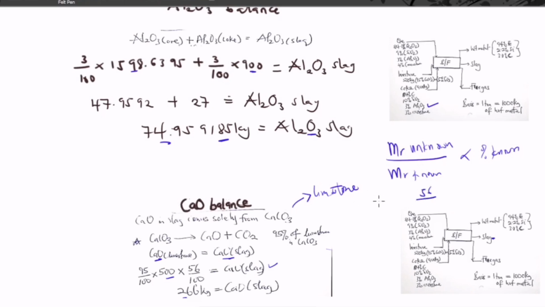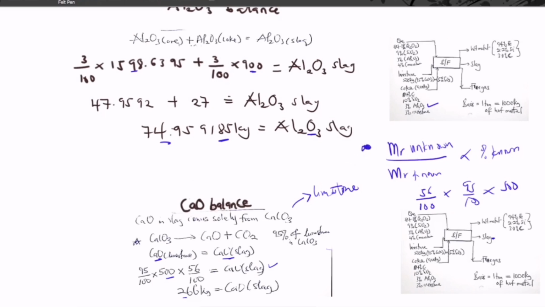56 over calcium carbonate total, which will be 100, times the percentage of known, which is 95, times the weight of the flux, which is the limestone. So 500. That's what they did. It's very simple as that. So it is important to put this in.